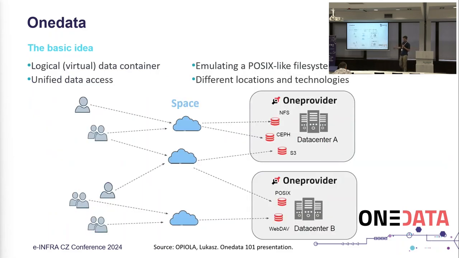The basic idea behind OneData is that there are spaces, which are logical virtual data containers, and users access the spaces in a unified way because OneData emulates a POSIX-like file system, regardless of whether data are stored in different locations and on different technologies. For instance, this space in the middle is stored in two data centers, and in each data center it is stored on a different technology, but users work in the same way with the data, and they don't know about the technologies.